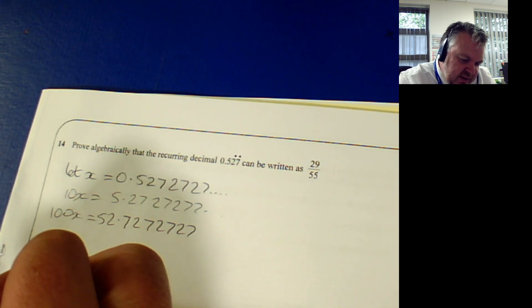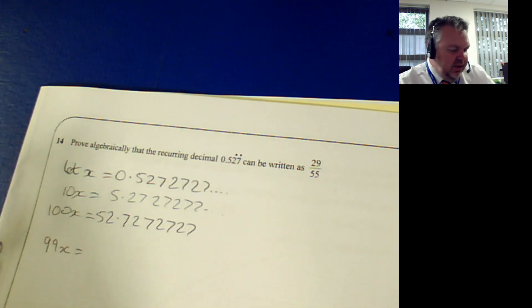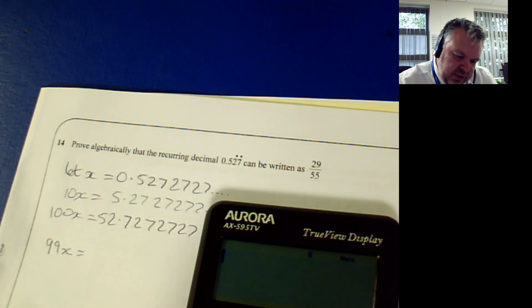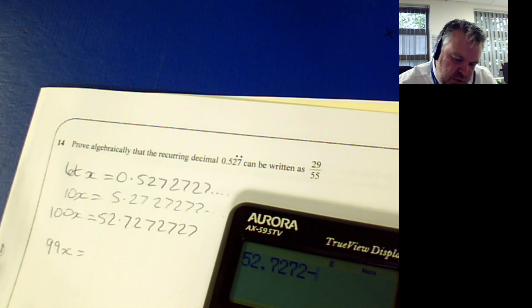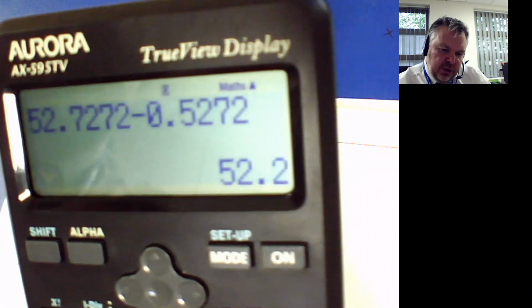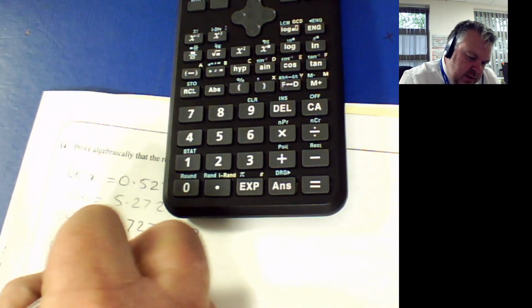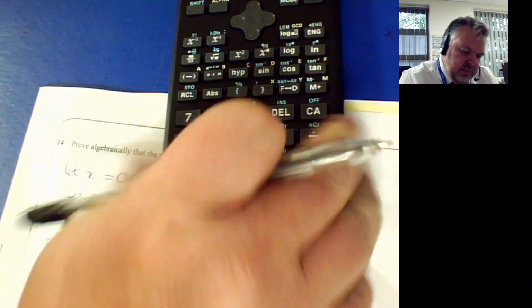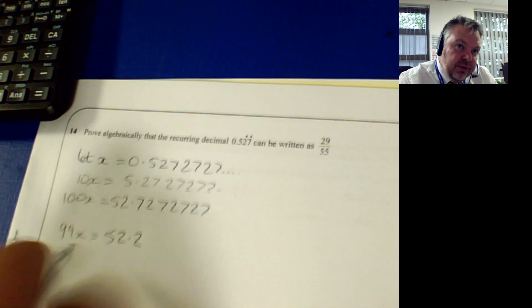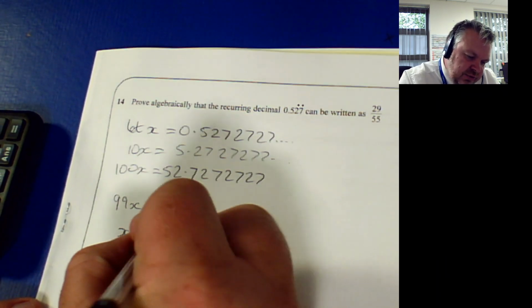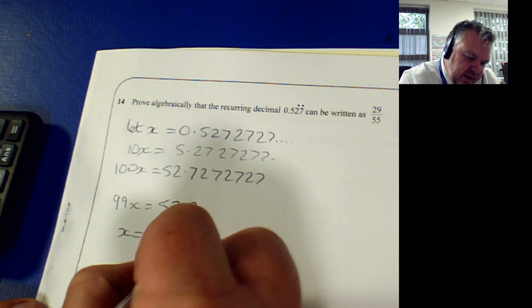So 100x take an x gets me 99x, and the next bit I'm going to do on my calculator: 52.7272 take away 0.5272, which gives me 52.2. Okay, it's not perfect, but it's a lot better than it was before. Let's divide through. So let's go x equals 52.2 over 99.